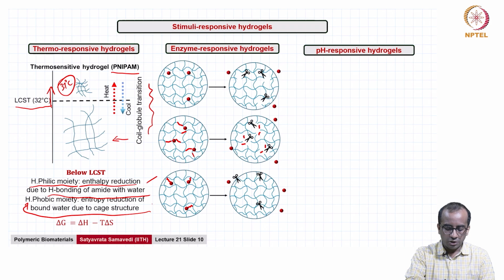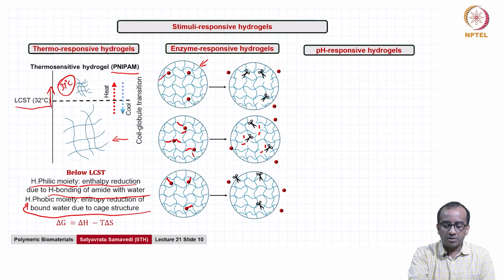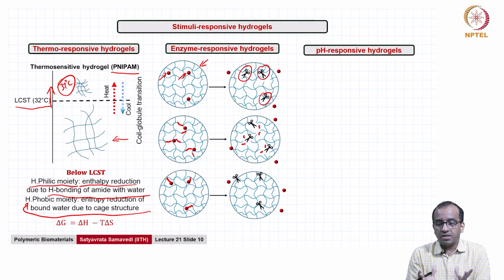For example, we are showing 3 different versions of that here. In the first version, you have a network where there are groups in the network that are sensitive to a specific enzyme, let's say in the microenvironment in the body, and these red dots represent the biological therapeutics that are embedded or impregnated into the hydrogel. And in the presence of a particular enzyme, these chains can undergo scission, thus opening up the network, leading to release of these molecules.